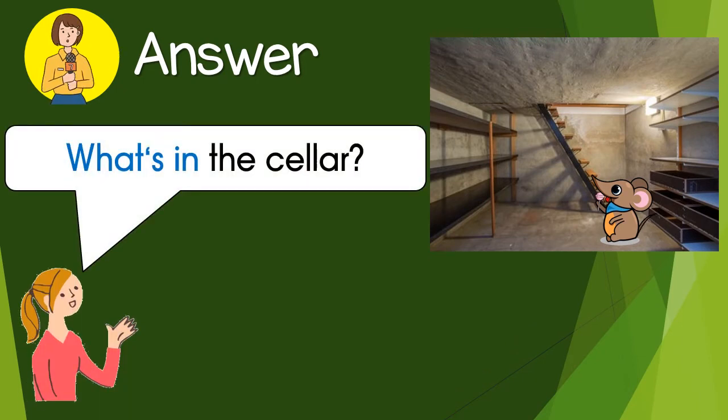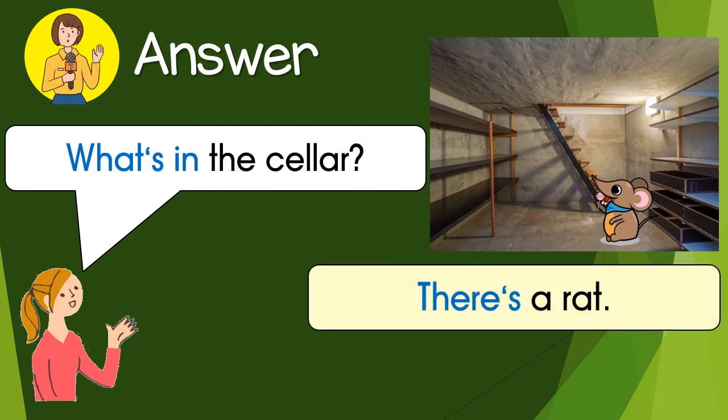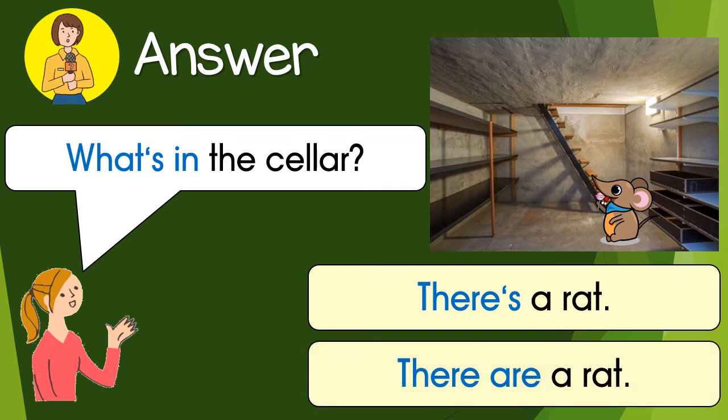What's in the cellar? Apa di dalam bilik bawah tanah? I see a rat. There's a rat. There are a rat. Choose your answer. There's a rat.